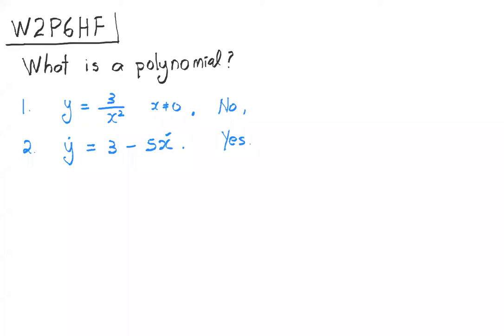And what is the special name for this polynomial? You call it a linear function. And we call it a polynomial of degree 1, because the power of x is 1.